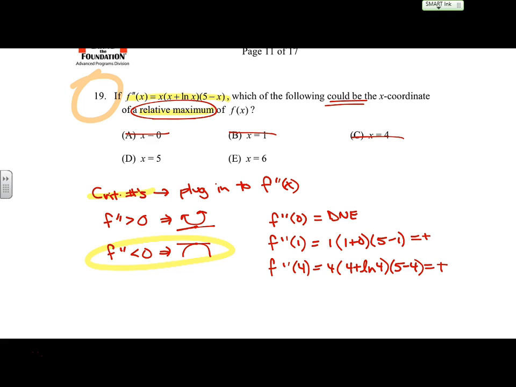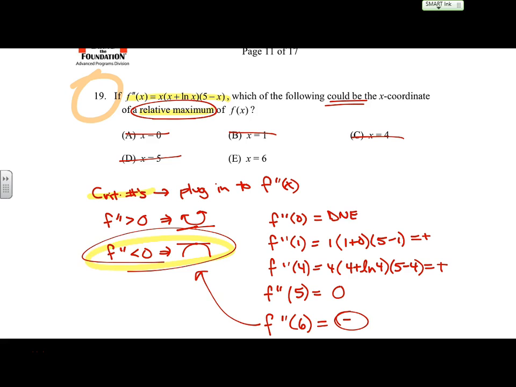We're looking for someone who's going to make F double prime negative, aka F concave down. If you plug in 5, long story short, you're going to get 0. It's not him. F double prime of 6. Guess what sign you end up getting there? Negative attaches, concave down attaches to a possible relative extreme. 19 was tricky. You had to work backwards, and all they wanted you to do is find the one that has a concave down portion. That's the only one that even could be a relative max.